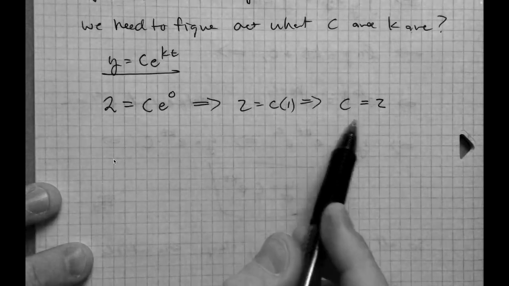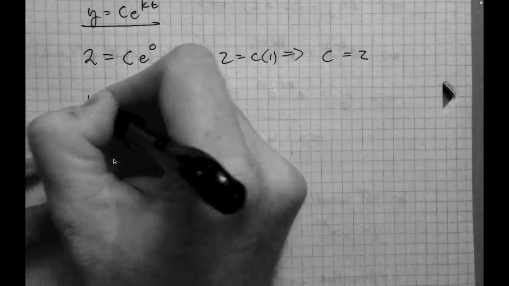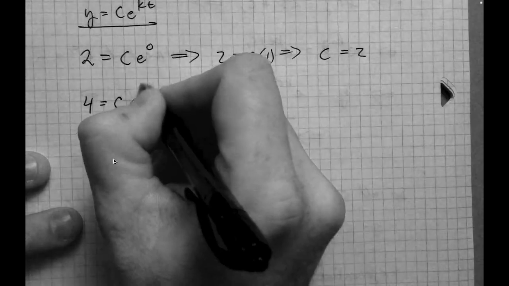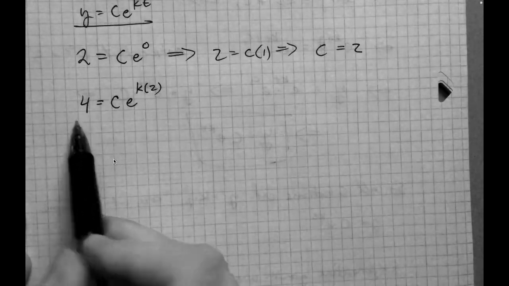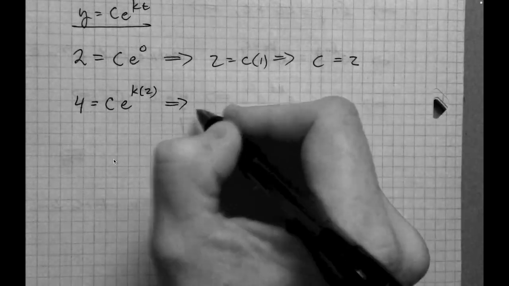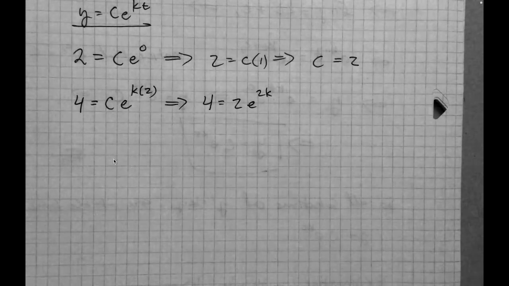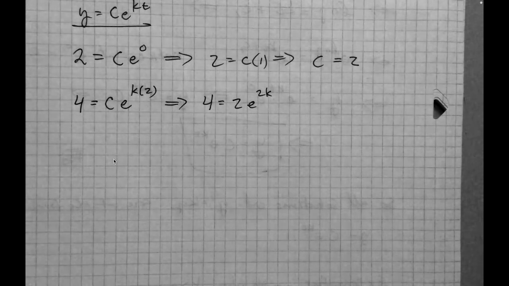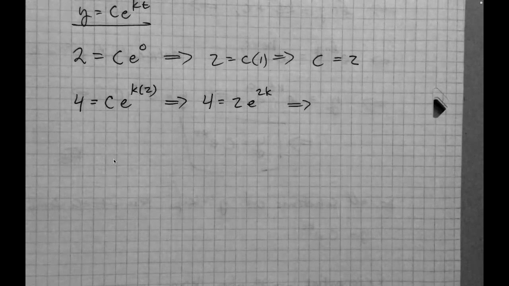Then to figure out k, we can use the other condition that's given, t equals 2, y equals 4. We would do the same thing. So 4 equals c e to the k times 2. But remember, we know now that c is equal to 2, so 4 equals 2e to the 2k. Can we figure out what k is in this equation? Yeah, definitely. We take the natural log of both sides.